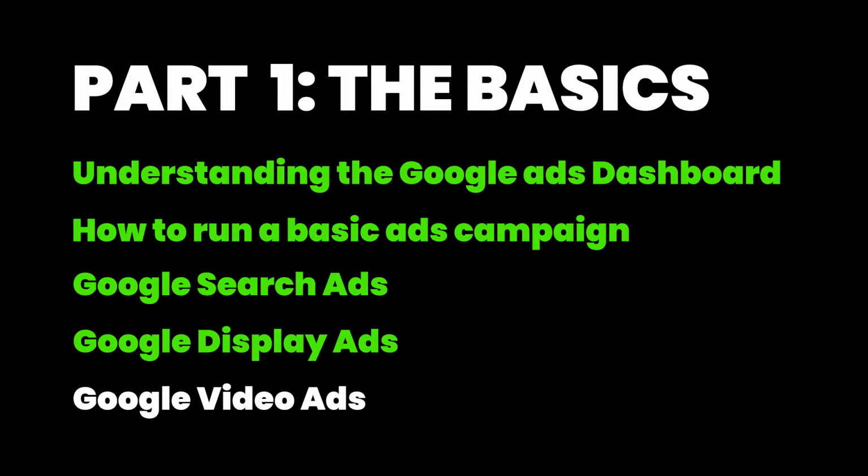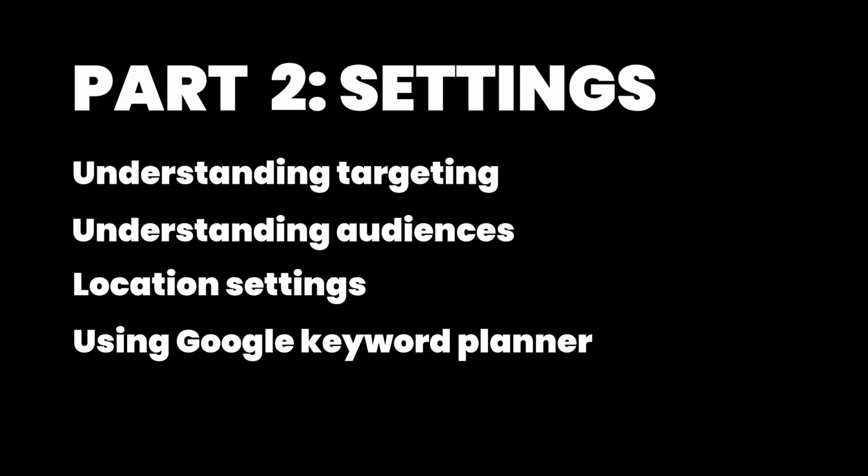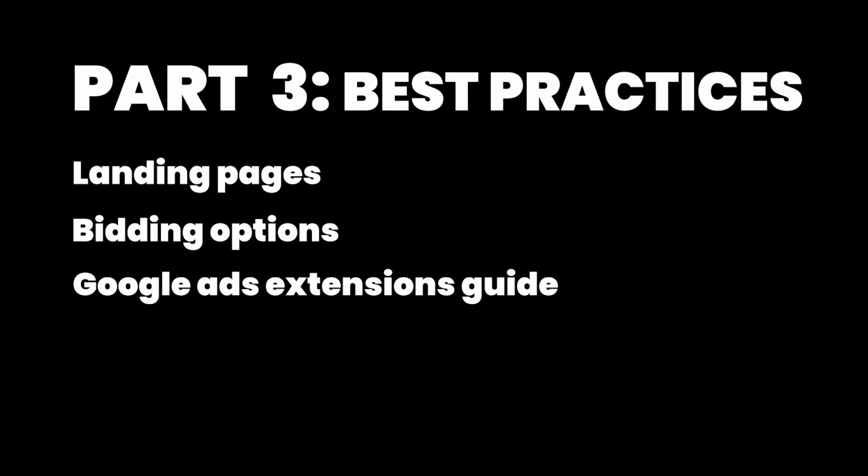And next up, after this video, we'll be covering understanding your targeting, which is extremely important: understanding audiences, what location settings you should use, and also how to use Google Keyword Planner. After that, I'll be going over some best practices. We'll be talking about landing pages, there's a lot to unpack over there. We'll be talking about your bidding options, what bidding options to choose, at what time, and we'll also be talking about your Google Ads extensions. I'm looking very much forward to that part.